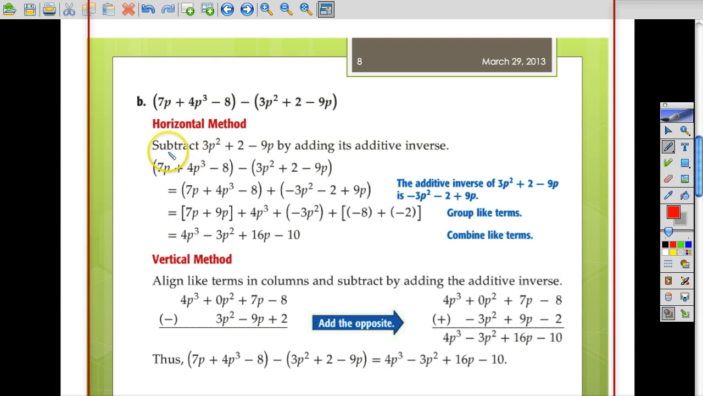Here's another example. Horizontal method. Instead of subtracting, you're going to add the opposite, the additive inverse. Combine the like terms. You can use the vertical method. Here, there wasn't a p to the third power in the second part, so they left it blank. So you add and you use all the opposites of it, and you still get your same answer here.